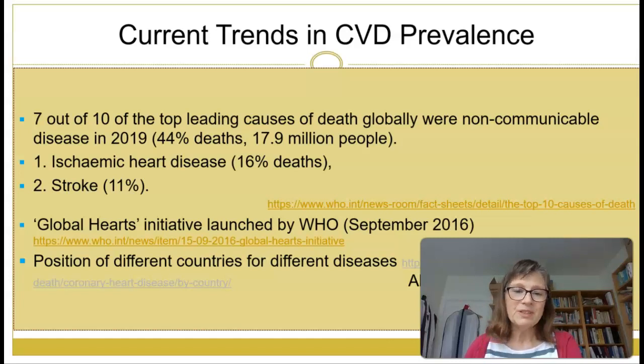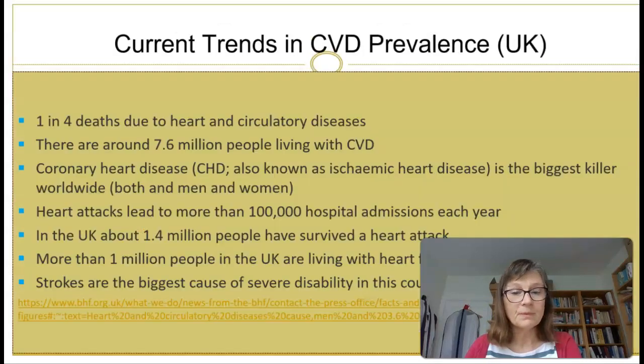What's really interesting as well, though, is that within a country there are massive differences due to social or wider determinants of health, which we've mentioned in a previous module. So it's going to be very different depending on which part of the country you live. So we have 1 in 4 deaths in the UK due to heart and circulatory diseases. So it's a very significant impact.